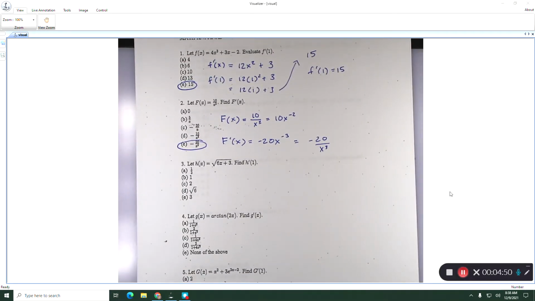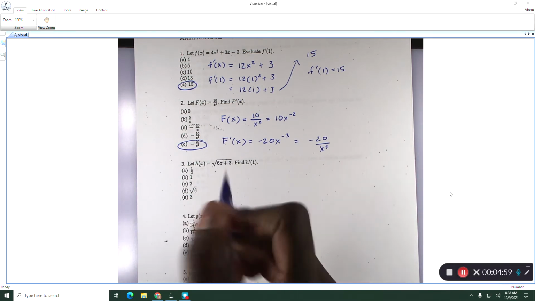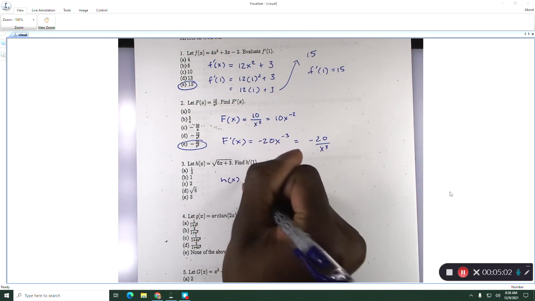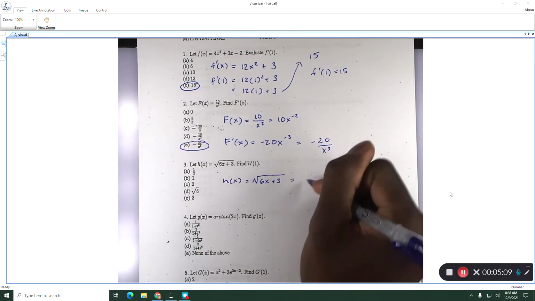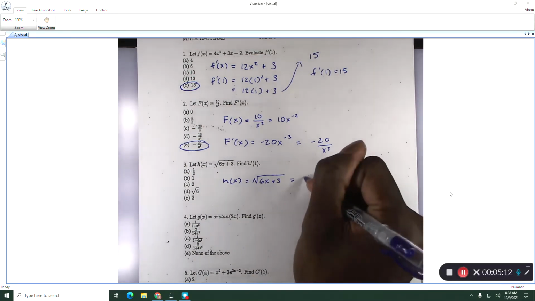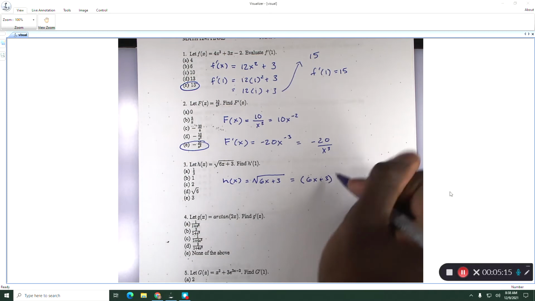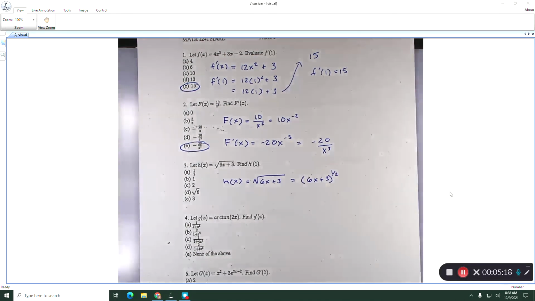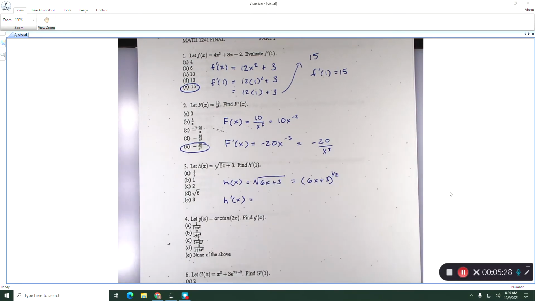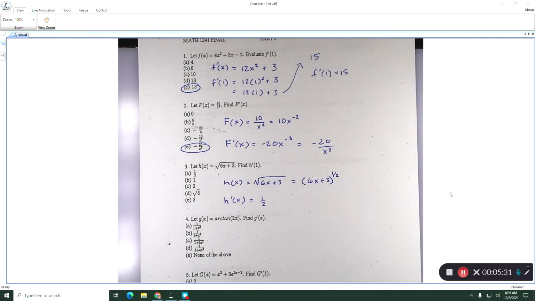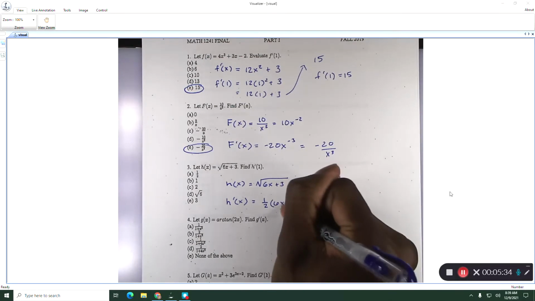Again, it says h of x is equal to the square root of 6x plus 3. Find h prime of 1. Now, like the last problem, it's written in a way that doesn't lend itself to me easily finding the derivative, so I'm going to rewrite it. The square root of 6x plus 3, or the square root of this whole thing, is the same thing as saying 6x plus 3, the whole thing, to the 1/2 power. Now that I have it in a way that better suits finding the derivative, I use my power rule. 1/2 times 6x plus 3.